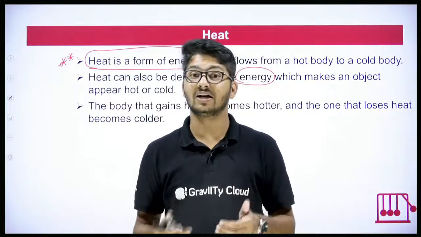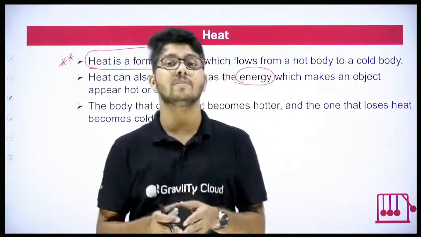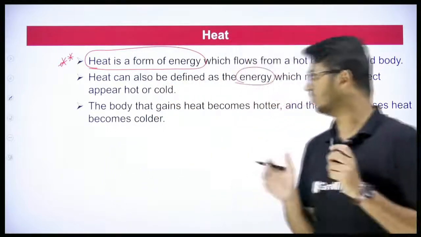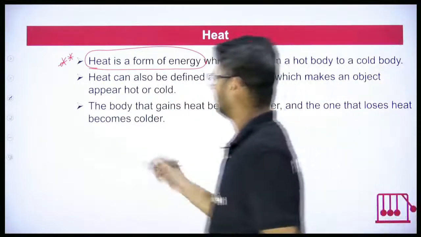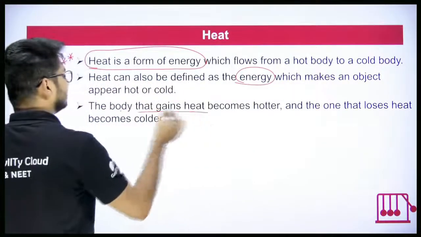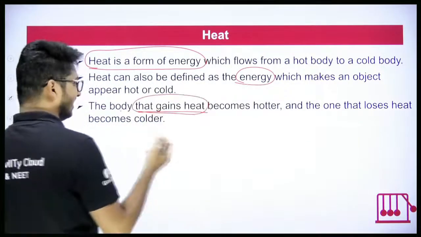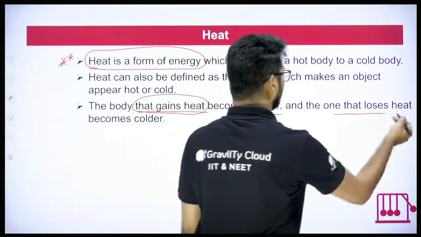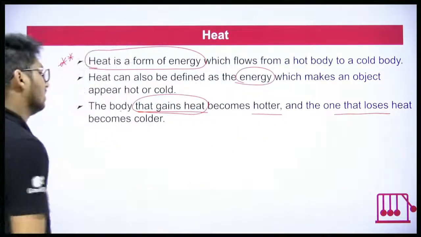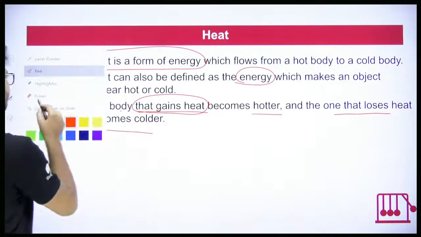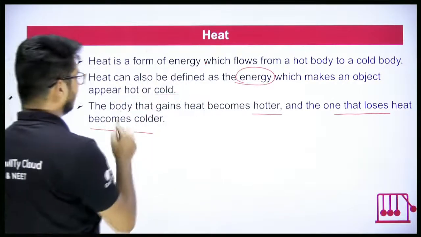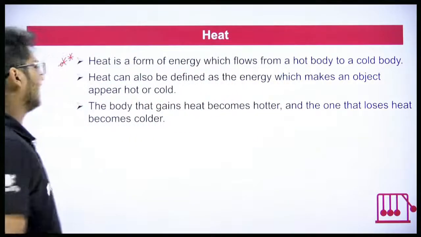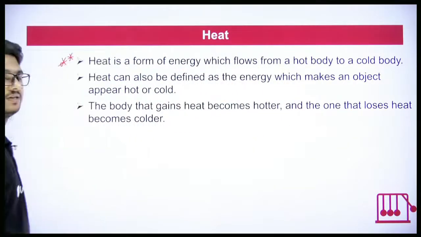And where does heat energy occur? Heat energy flows from a hot body to a cold body. Okay? Good. So you can clearly see the body that gains heat. Gains will mean it gets heat. So the body that gains heat becomes hotter, and the one that loses heat becomes cooler. Clear? Again, the third point is also an interesting and important one. So that is heat. Heat is a form of energy.